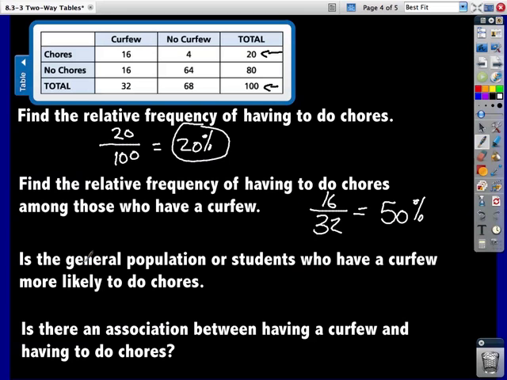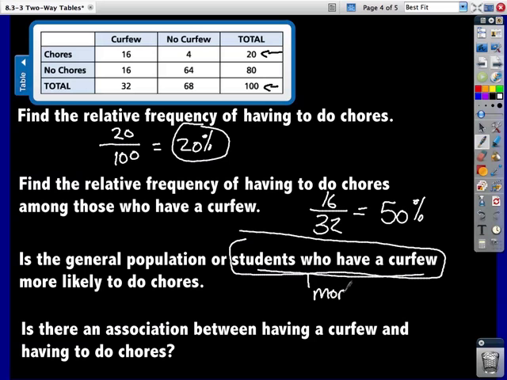Now here's a question. Is the general population or students who have a curfew more likely to do chores? In other words, 20% of the general population do chores, but 50% of kids who have a curfew do chores. Who's more likely to do chores? The general population or the kids with the curfew? And you're right. The students with the curfew are more likely to do chores because they have a relative frequency of 50% versus the 20% of the total population.